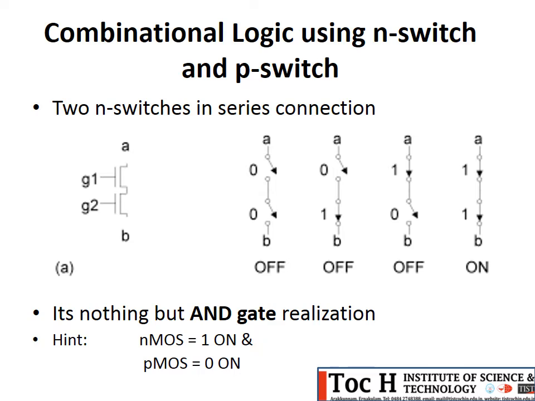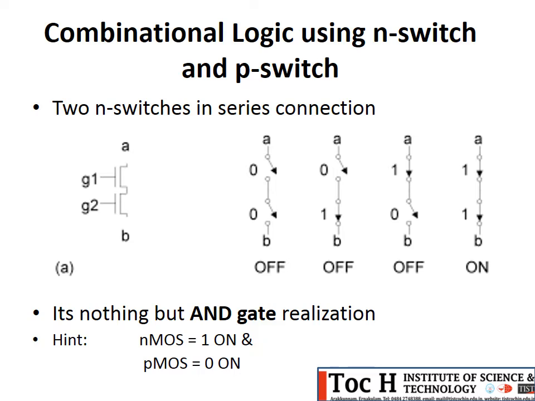For 0, 1, one switch will be open and the other closed. So for this case, the output is off, because for the input to pass from A to B, the entire path has to get closed, and that condition is only for this one. So this realization is nothing but the AND gate realization. So when two N switches are connected in series, we are obtaining the AND realization.